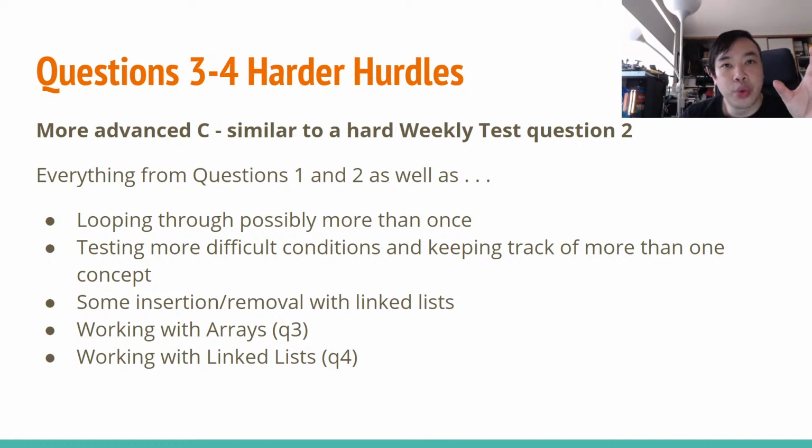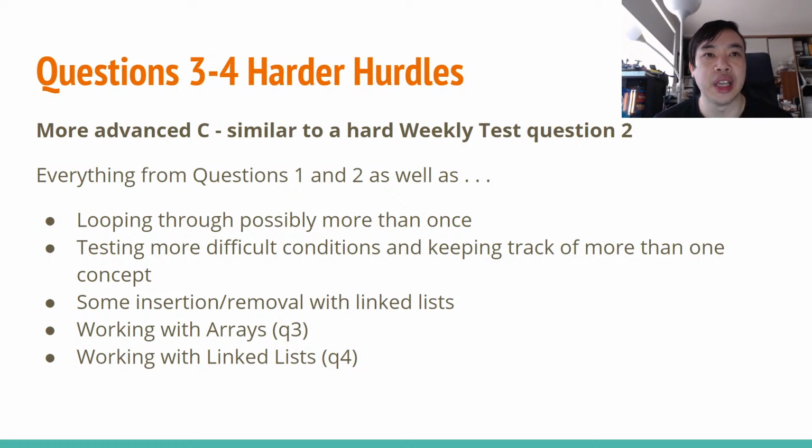Anyway, question 3 and 4, a little bit harder. So the previous ones effectively had a single loop through. I mean, the array one had a second loop through, but it was a very trivial second loop through. The harder hurdles will have multiple loops through the same content. So it'll be like, if I have to check every element in the list against every other element of the list.